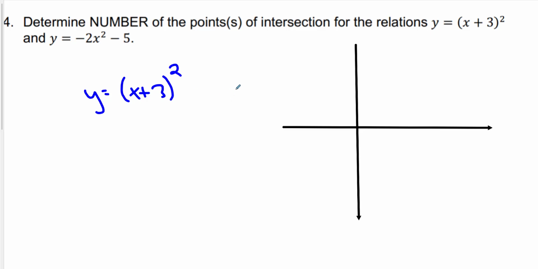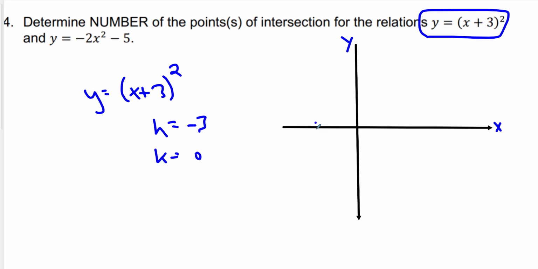Where's the vertex? You can help me out. Where's the vertex? No, for this one here. H and K. Yes. Minus 3 and 0. Good job. So vertex is here. We know that the vertex is on the x-axis, right?